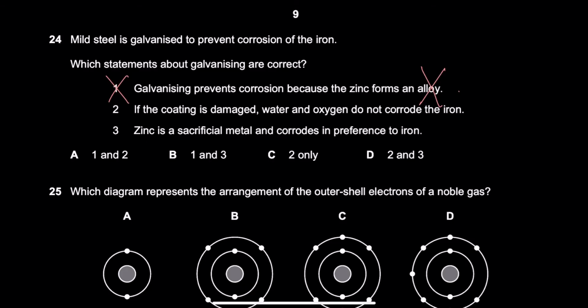So that's wrong. Okay, if the coating is damaged, water and oxygen do not corrode the iron. Yep, that's true. That's the beauty of galvanizing, because even if the coating is damaged, the more reactive metal will corrode itself to prevent iron from corroding. And see, zinc is a sacrificial metal and corrodes in preference to iron. That's true because it's more reactive than iron, therefore it'll tend to lose electrons. We've studied this. So 2 and 3 is the right option.